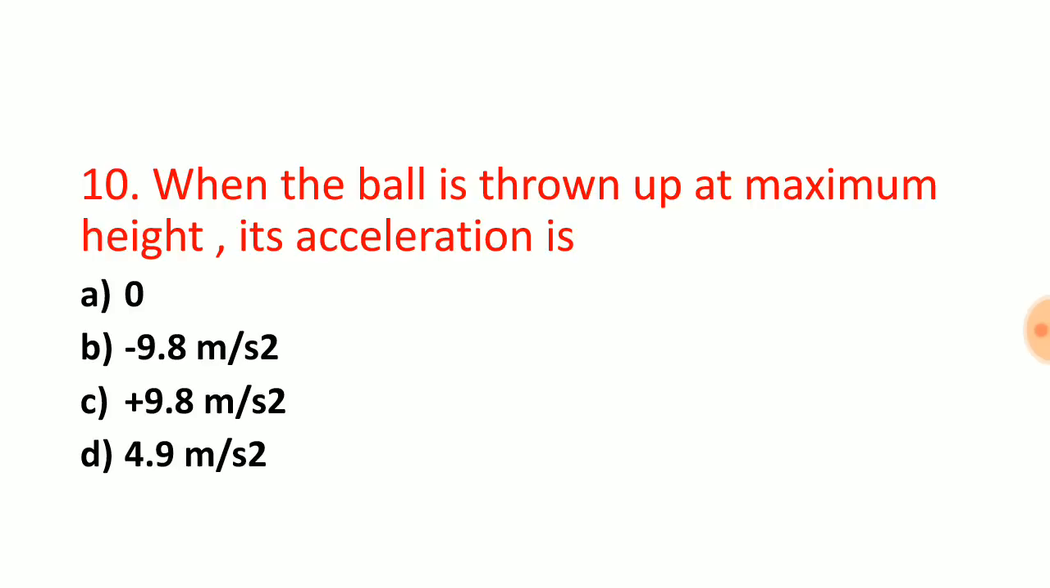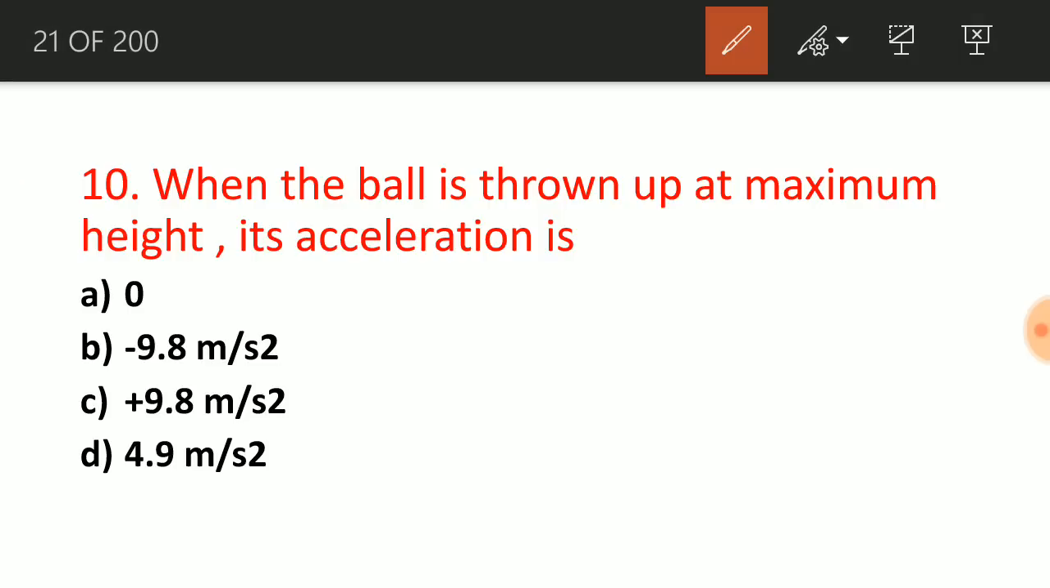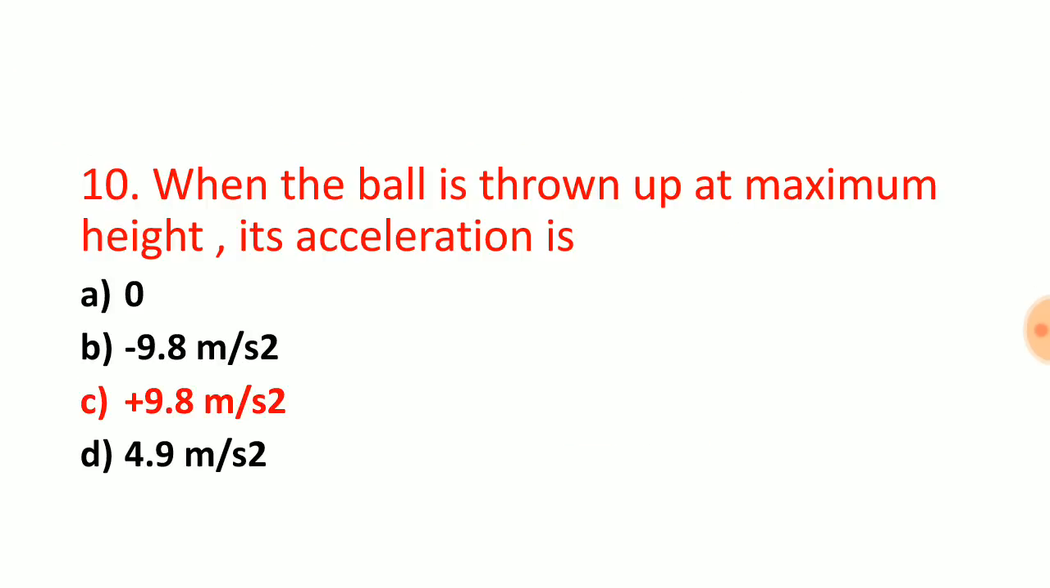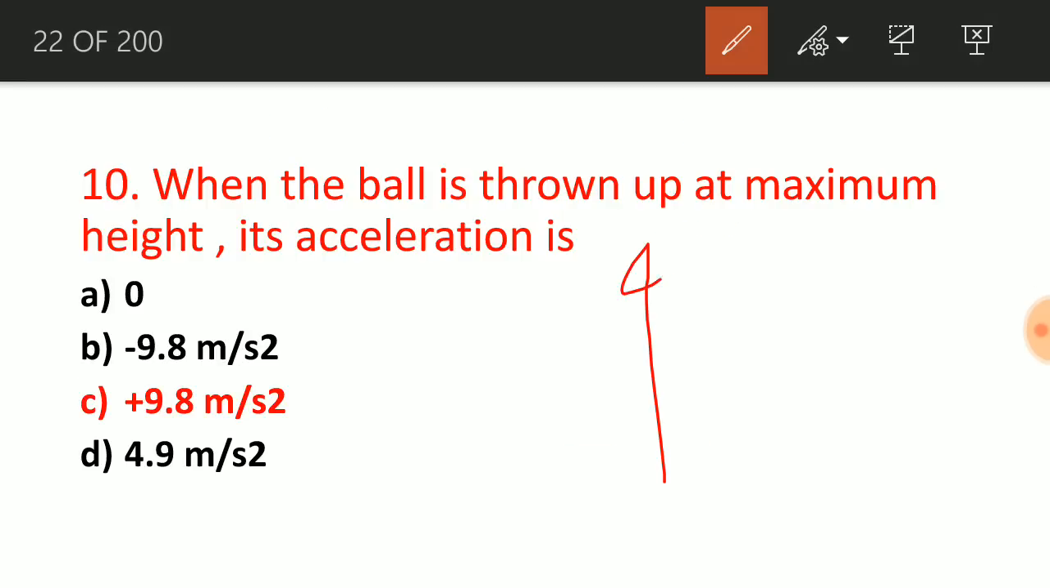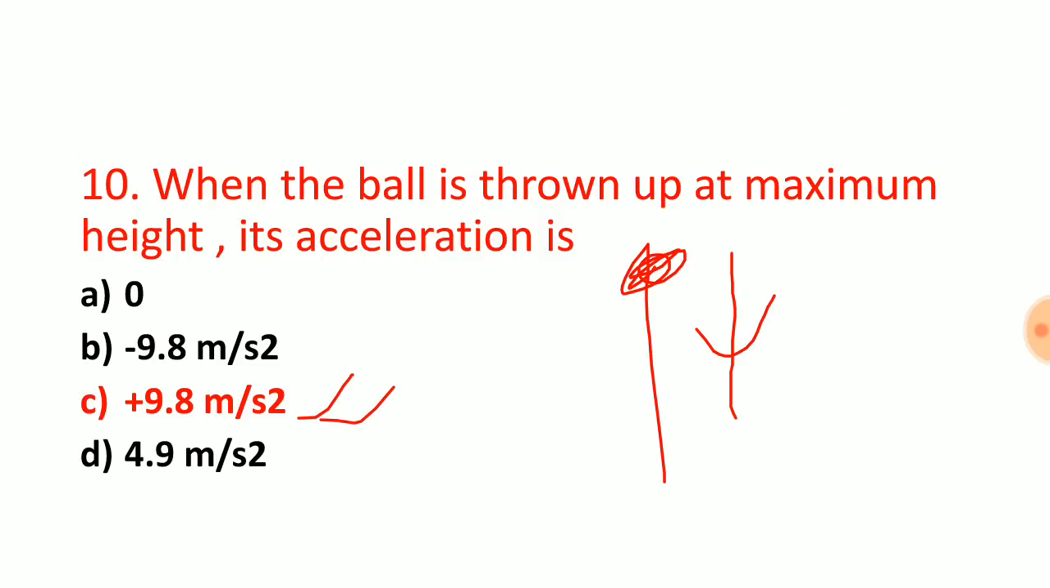Now let us see question number 10. When the ball is thrown up, at the maximum height, what is its acceleration? When a ball is thrown up in the absence of air resistance, only in the presence of gravity, at the maximum height the velocity becomes momentarily zero, but its acceleration still acts downward. So its acceleration is option choice C, plus 9.8 meter per second square.